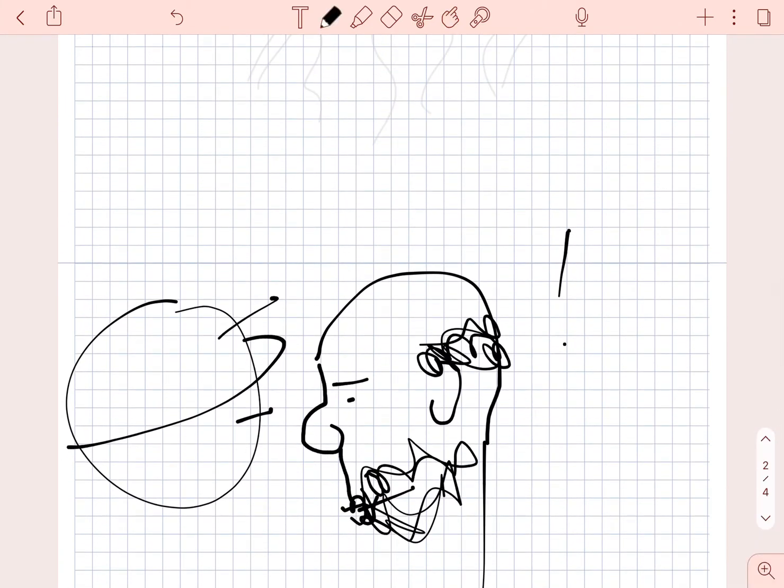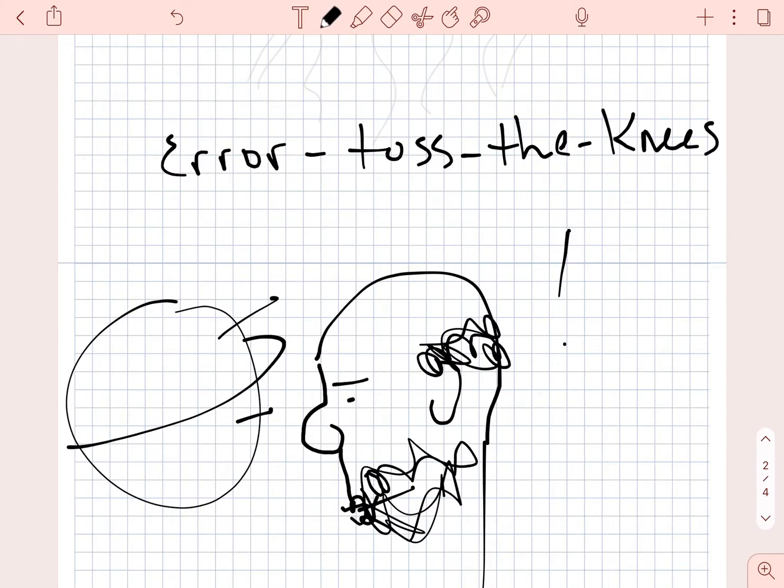If you're wondering how to spell his name, it's spelled like air, kind of like error. That's just how you spell it, Eratosthenes.